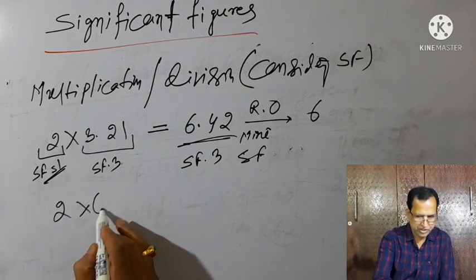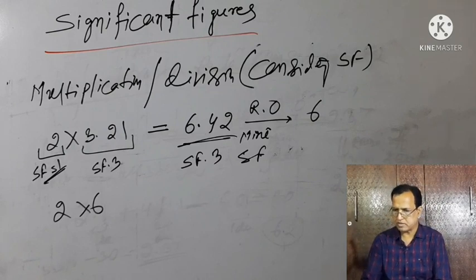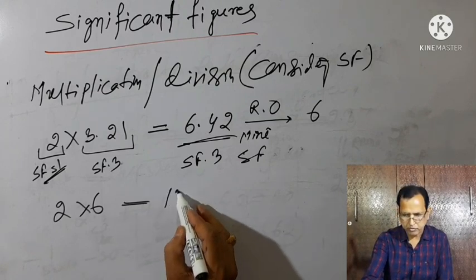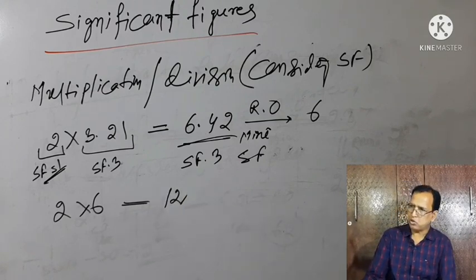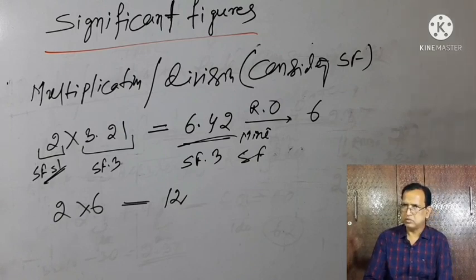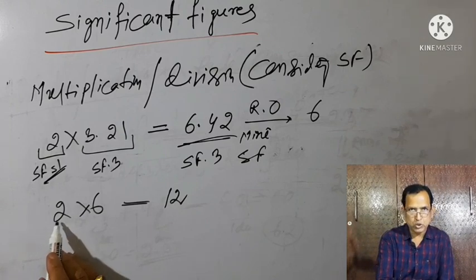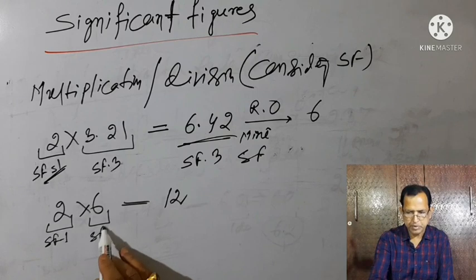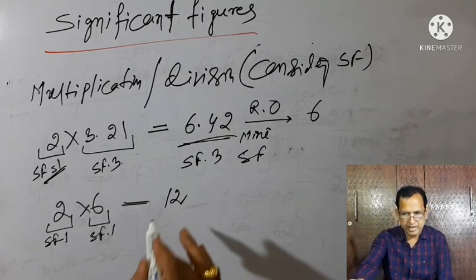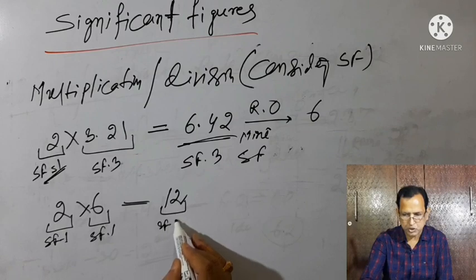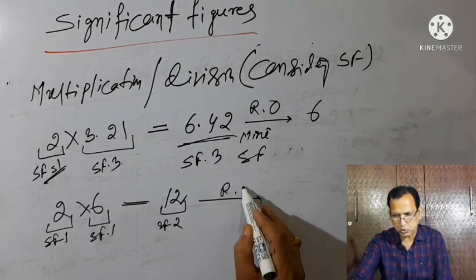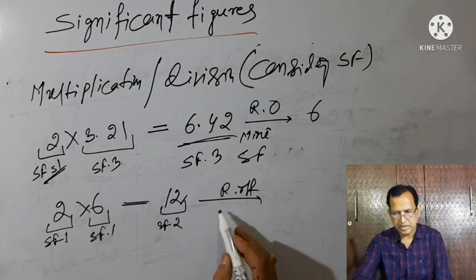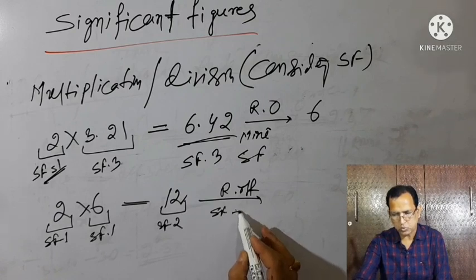Another example. 2 into 6. Very important. 2 into 6, normally, that is equal to 12. Okay. In 2, the significant figure is 1. In 6, the significant figure is also 1. In the case of 12, the significant figures are 2. Round off to the minimum significant figure, that is 1.